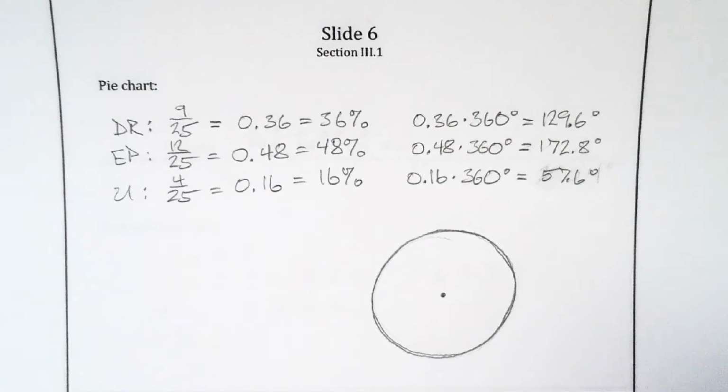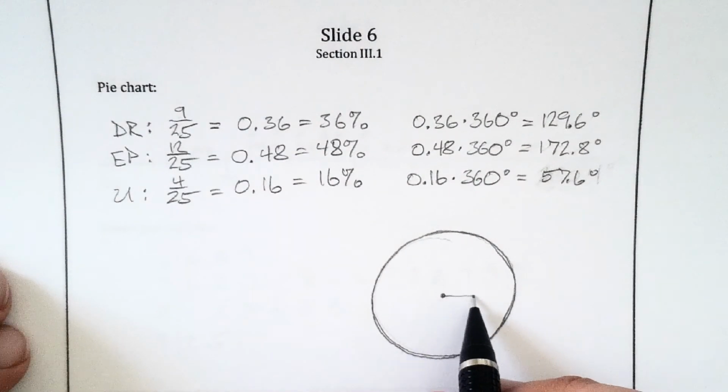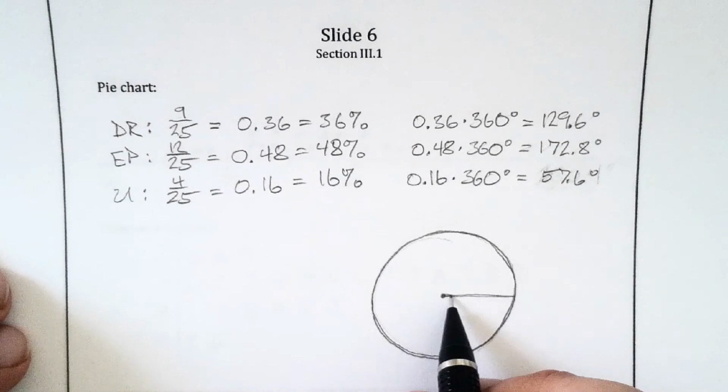And these all should add up to approximately 360. Sometimes they might not because you rounded. And these are just guides for drawing the pie chart. Okay, you're not going to actually write them on the pie chart. Just if you were using a protractor or something, you could use this to draw it accurately.